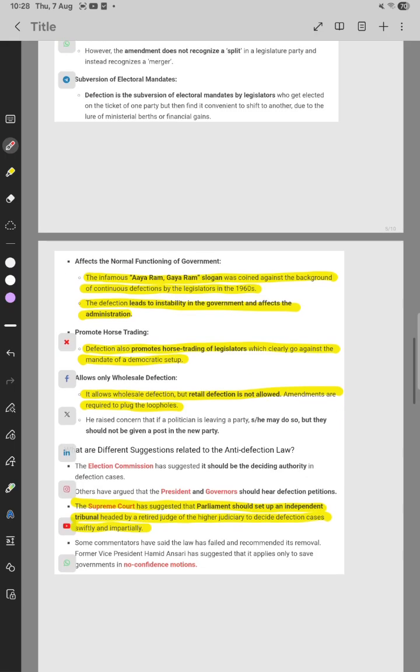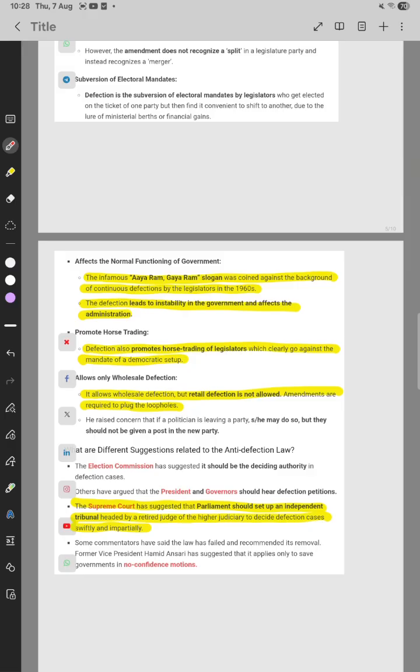Defection can affect the normal functioning of government. The infamous Aya Ram Gaya Ram slogan was coined against the background of continuous defections by the legislators in the 1960s. Defection leads to instability in the government and affects the administration. It also promotes horse trading of legislators, which clearly goes against the mandate of a democratic setup. It allows wholesale defection, but retail defection is not allowed.